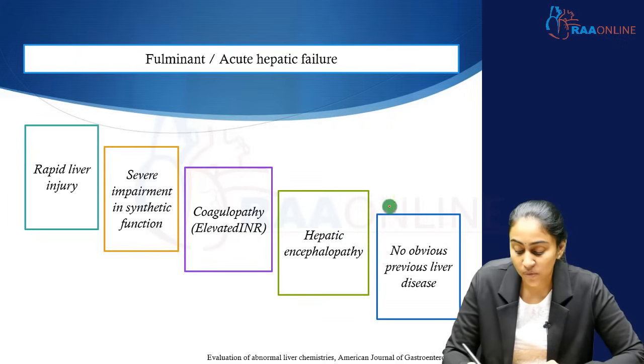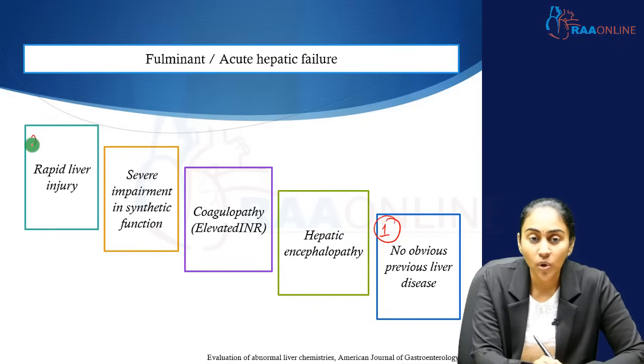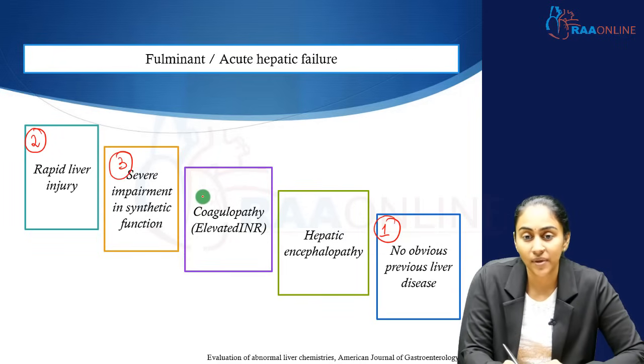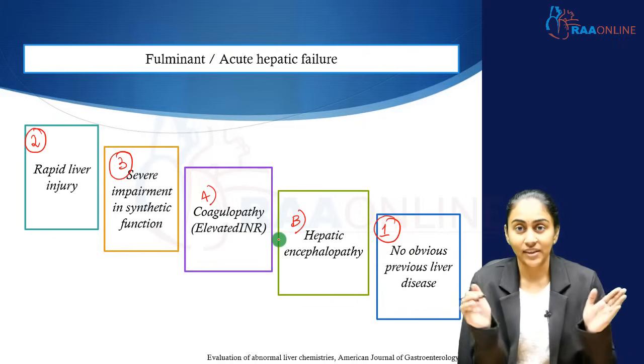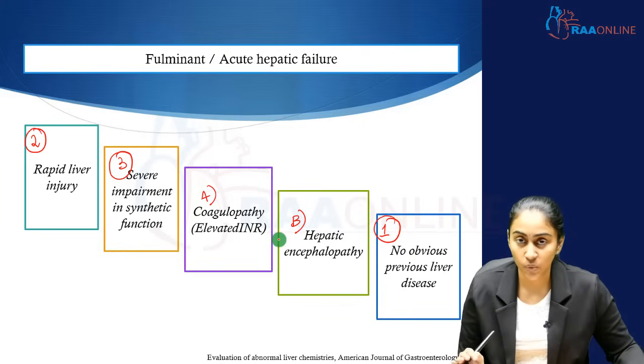So, the important thing to remember is that in a patient without any obvious pre-existing liver disease, a rapid onset liver injury with a severe synthetic function impairment as evidenced by coagulopathy and hepatic encephalopathy. If you have this syndrome, then this patient has an acute hepatic failure.